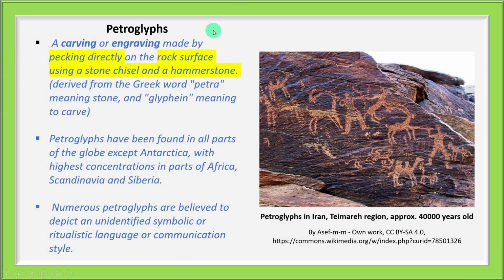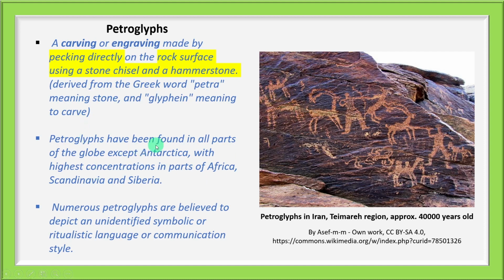We move to petroglyphs. It's a carving or engraving that is made by pecking directly on the rock surface using a chisel and a hammer stone. It's derived from the Greek word petra, which means stone, and glyphi means to carve.